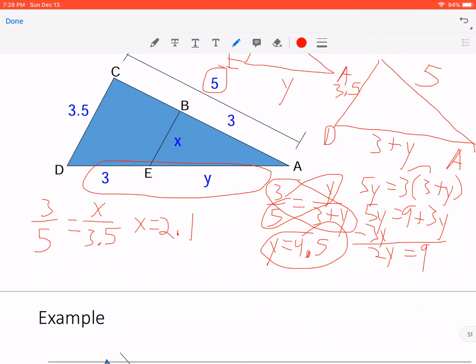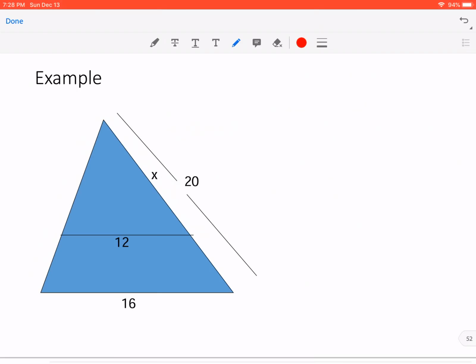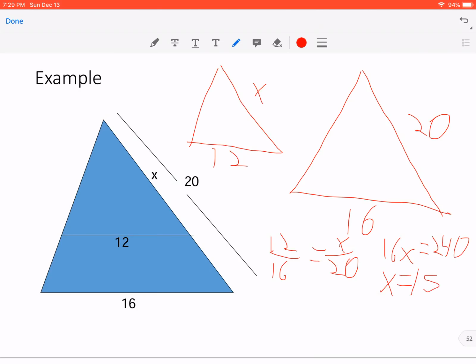Alright? Alright, a couple more. And again, a lot of these are triangles inside of a triangle. So, x, 12, 20, 16. And that one should be pretty simple. Alright? So, who does 12 go with? 16. And who does x go with? 20. And just cross multiply and divide. 16x equals 20 times 12 is 240. Do 240 divided by 16, x is equal to 15. Okay?